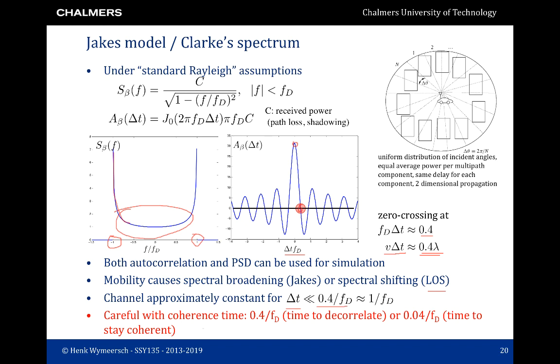This is related to something we call the coherence time. The coherence time is used in different ways, and I just want to point this out. One way is to say the coherence time is the first zero crossing, the time to decorrelate. So when I wait this long, the channel has become uncorrelated. The coherence time is sometimes also used as 1/10 or a very small fraction of this time to decorrelate, and is then the time to stay coherent. So a delay on the order of 0.04 divided by the Doppler shift is the time the channel stays approximately the same. Coherence time can be used for both of them, but they have different meaning.